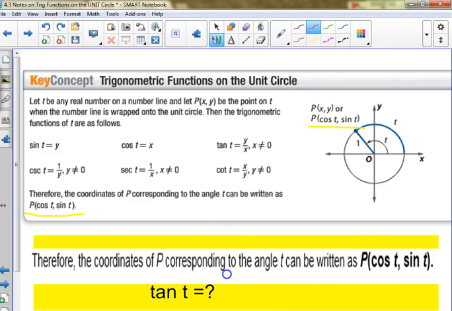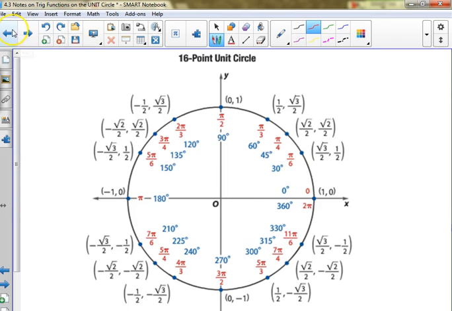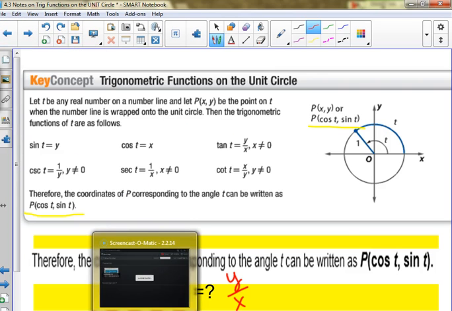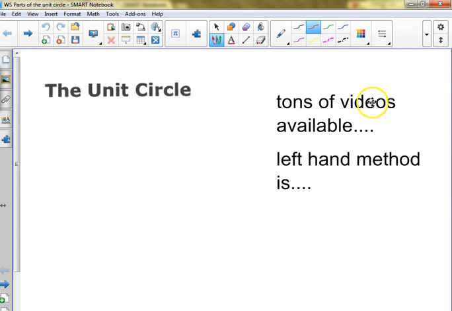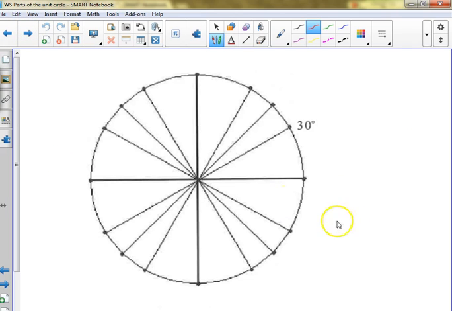Y over x. Yes, you have to know y over x. All right, I want you to take out... We'll talk about this left-hand method in just a second. That's just to help you memorize it. You don't have this, okay? You have the full unit circle. You can fill it in on the full unit circle if you want.